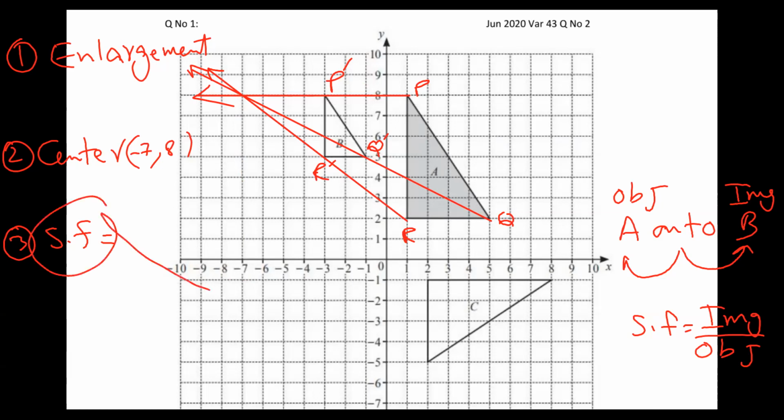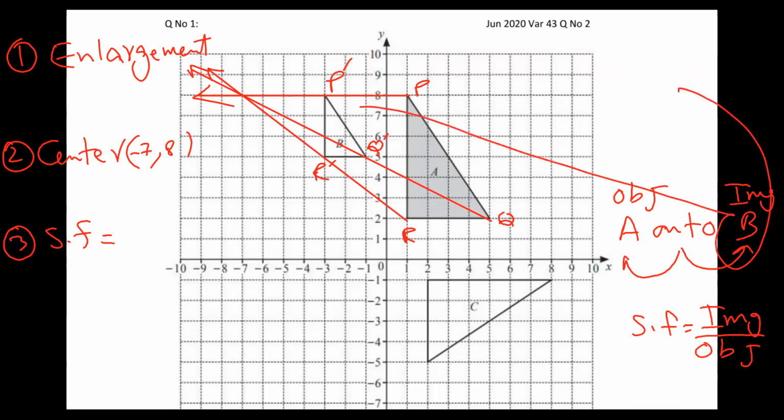For the scale factor, the formula is image size divided by object size. Have a look carefully. What is the image? As I said before, after the word onto, whatever the letter is, that is the image. So B is the image and A is the object. Now the question comes: what to write for the image size?